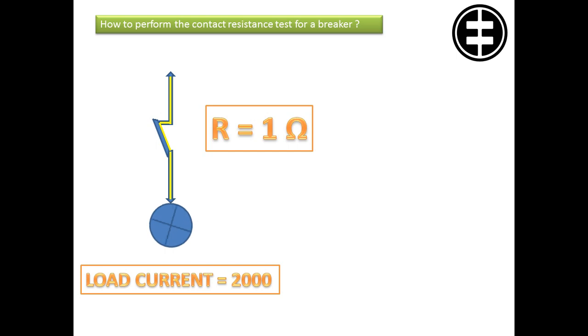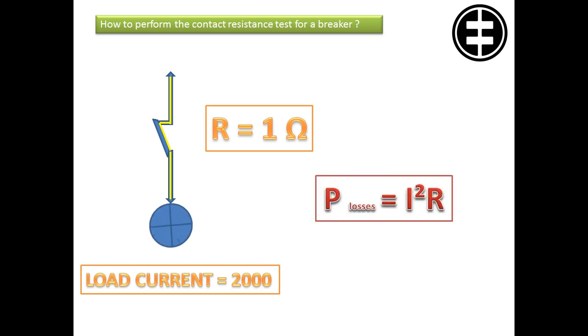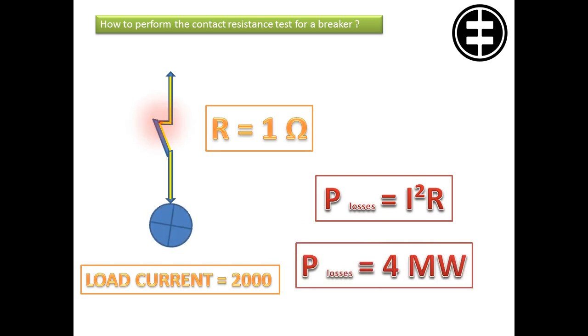Suppose the resistance result was 1 ohm, and suppose the load current on that breaker is 2000 amperes, so during running conditions the losses in power, which will be converted to heat, can be calculated by this equation, so it will be around 4 megawatts, which is a huge power, and the heat produced will affect the breaker thermal performance, and affecting the breaker lifetime.